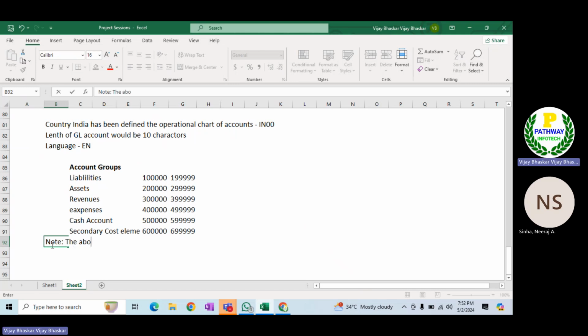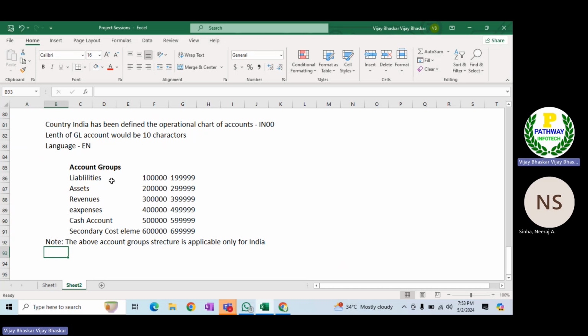The above account group structure is applicable only for India. It's not applicable for other countries. Other countries may have different requirements, different structure.